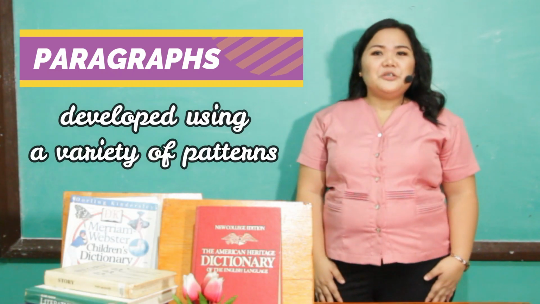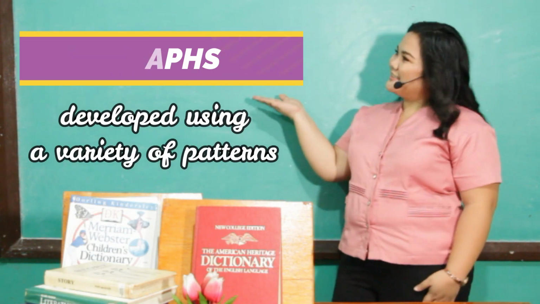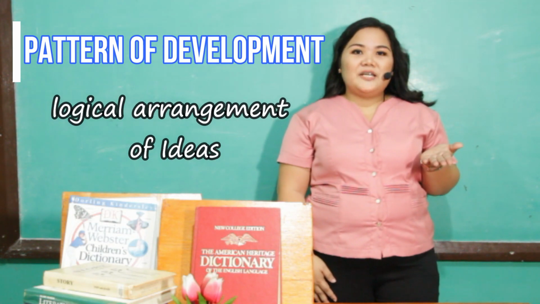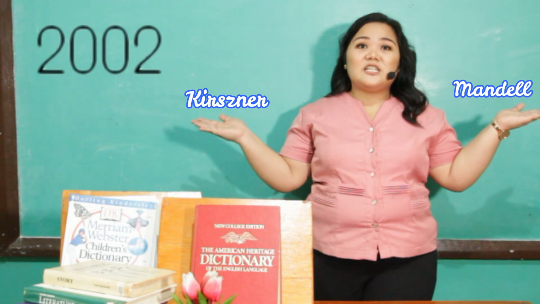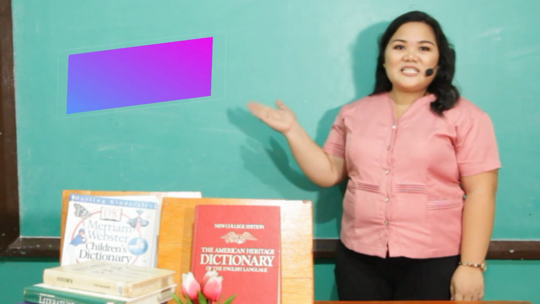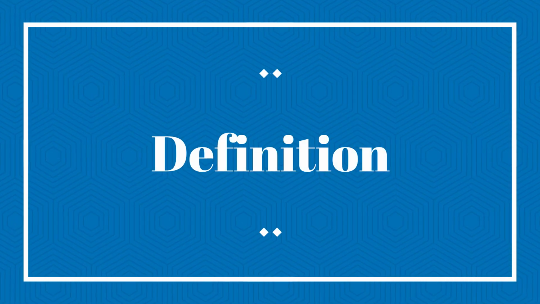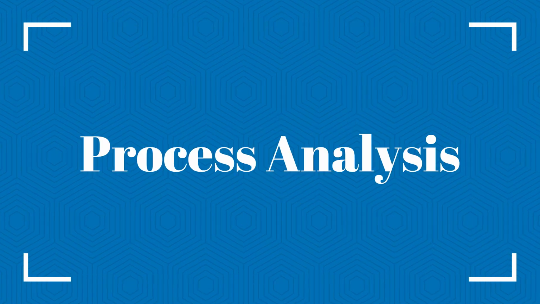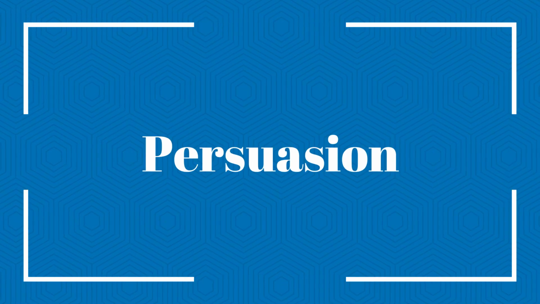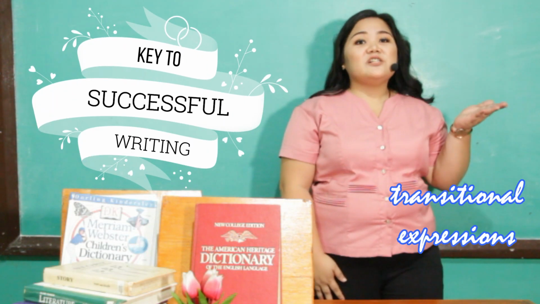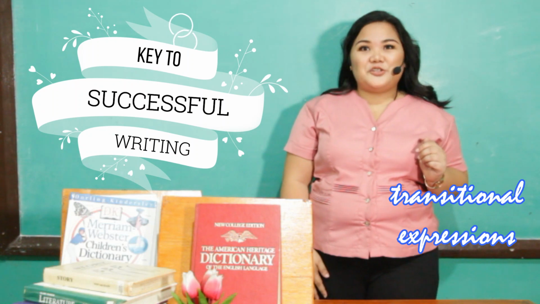Paragraphs can be developed using a variety of patterns. The logical arrangement of ideas is known as a pattern of development. Krisner and Mendel in 2002 encapsulated the 10 different patterns by which ideas are developed. The key to successful writing is the knowledge of transitional expressions that send signals to the readers.